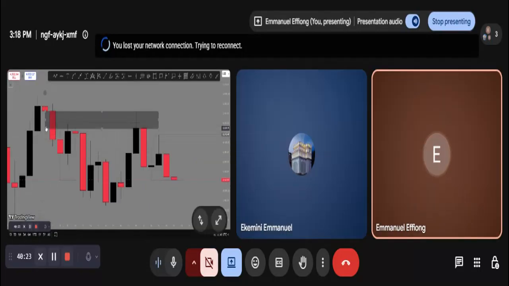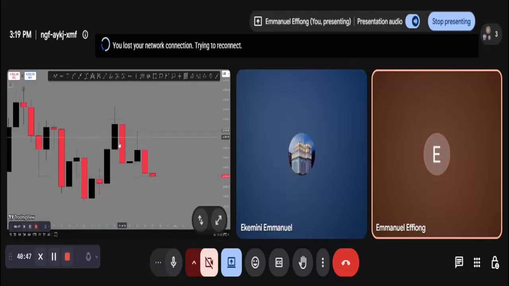But this particular inside rejection candle was revisited right here, and then we had that push, right? So we've taken note of that point. The next thing we'll do is to also observe what else we can find. Now we've seen that we have this inside rejection candle, and it was used to have where we had this sell before the push up, right?